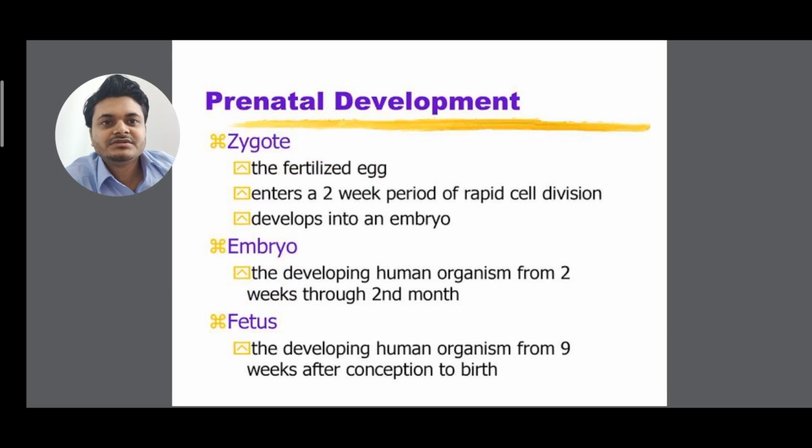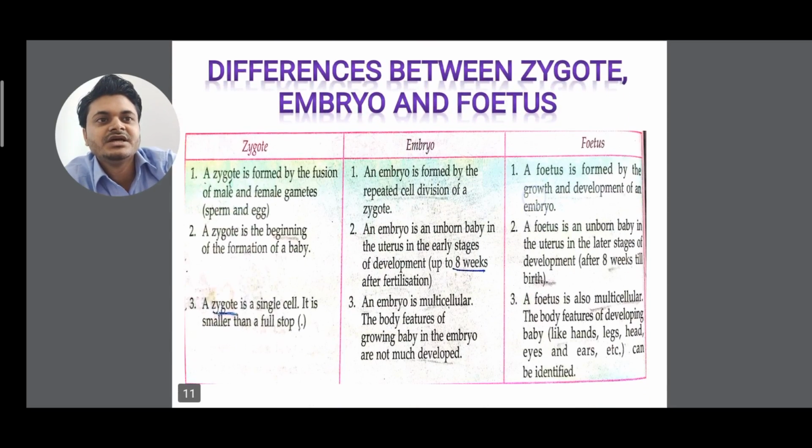Next, prenatal development, zygote. So what is zygote? It is the fertilized egg and enters a 2-week period of rapid cell division and it develops into an embryo. And then what is embryo? The developing human organism from 2 weeks through the 2nd month, clear. And what is fetus? A developing human organism from 9 weeks after conception to birth. Now, I have given so nice differences between zygote, embryo, fetus. You have to memorize this, you have to write it down in your copy. This is a very important difference.